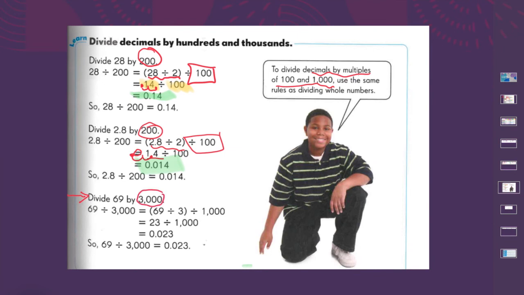And finally, let's look at 69 divided by 3,000. Well, 3,000 is a multiple of 1,000, right? 3 times 1,000. So we can divide 69 divided by 3 and then divide by 1,000. Well, 69 divided by 3 is 23. And when I divide 23 by 1,000, if my decimal point is after the 3, then I know I'm going to move that decimal point 3 places, 1, 2, 3, to the left. 1, 2, 3. Fill in with a 0. So 69 divided by 3,000 is 23 thousandths.